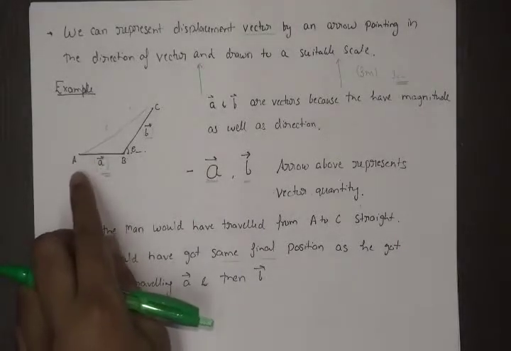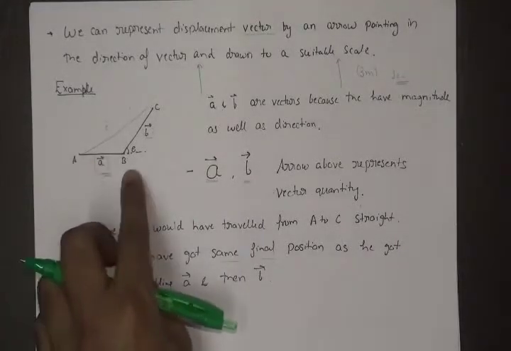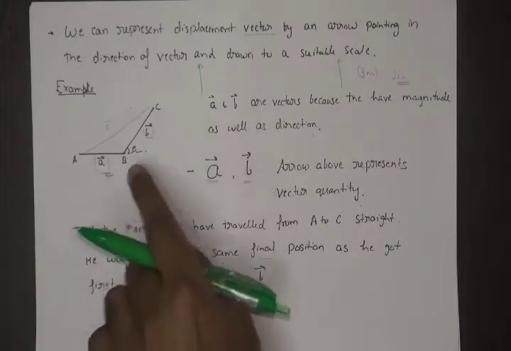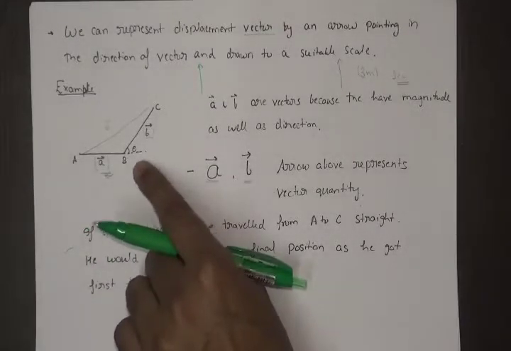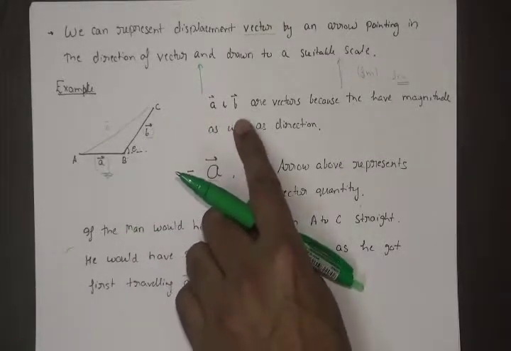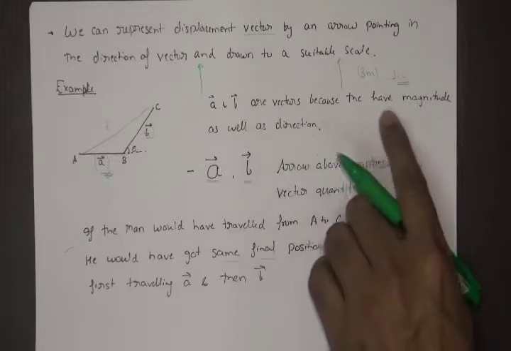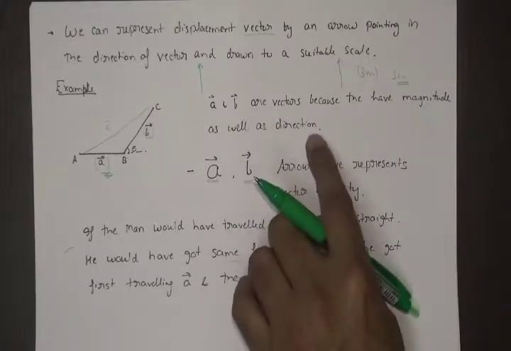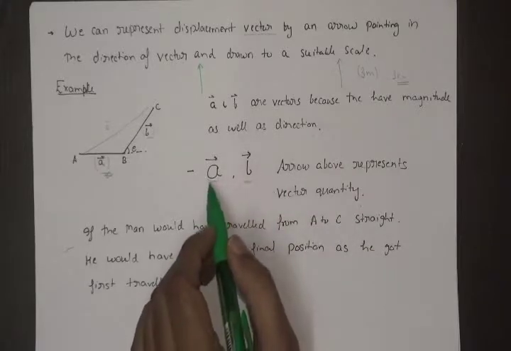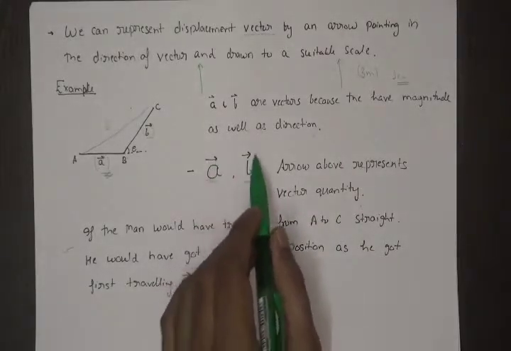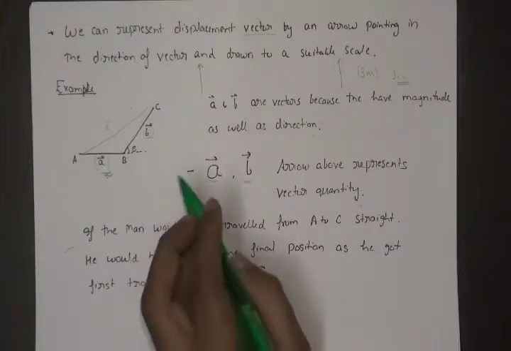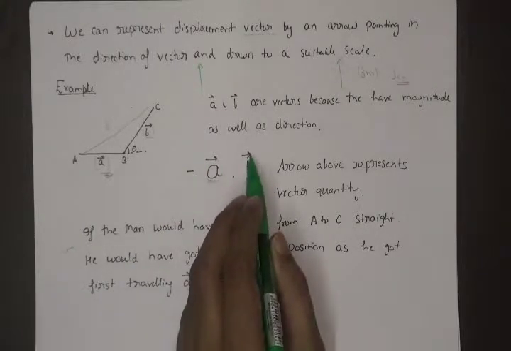We can represent the displacement vector AB by A vector, and we can represent the displacement vector BC by B vector. Thus A vector and B vector are vectors because they have magnitude as well as direction. We represent a vector quantity by a variable with an arrow over it. The variable could be A, B, C, D, etc., and the arrow represents that it is a vector quantity.